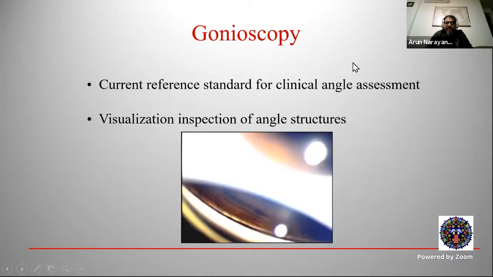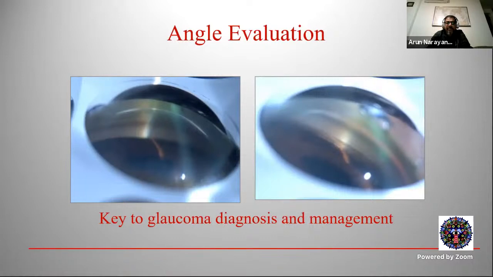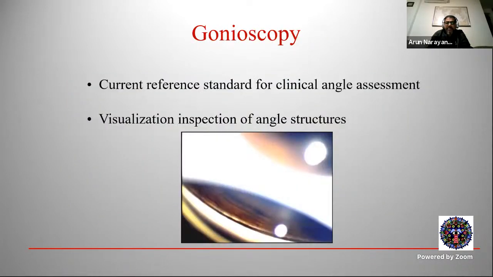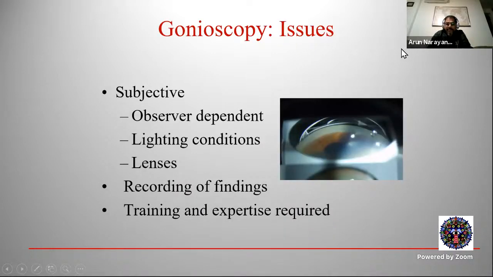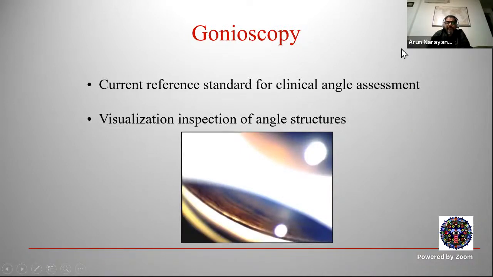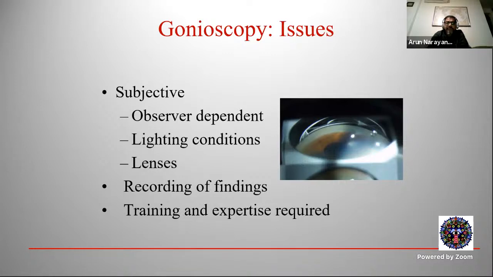So angle evaluation, as all of you know, is key to glaucoma diagnosis and management. The current reference standard is gonioscopy, which involves nearly direct visualization and inference of the angle structures. However, there are some issues in terms of subjectivity. It is grossly observer dependent and needs a significant amount of expertise. The lighting conditions influence one's inference, there are many kinds of lenses, and the recording of findings is quite different. So as I said, a significant amount of training and expertise is required.